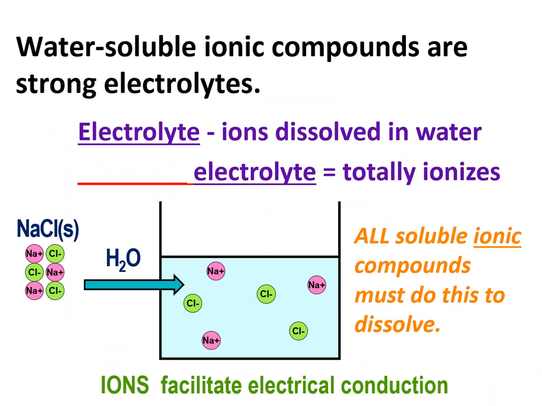Water-soluble ionic compounds are strong electrolytes. As we know, when they dissolve in water, they have to break apart into their ions. Since we said the word strong means they totally break apart, again we can use that word strong. A strong electrolyte means it's totally ionized. Once again, all ionic compounds that dissolve in water must be strong electrolytes because they have to break apart in order to dissolve. And do remember, ions are the key to conducting electricity.